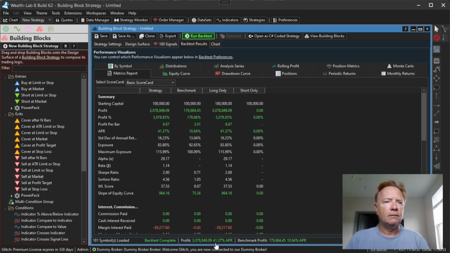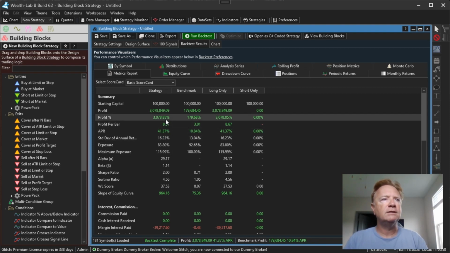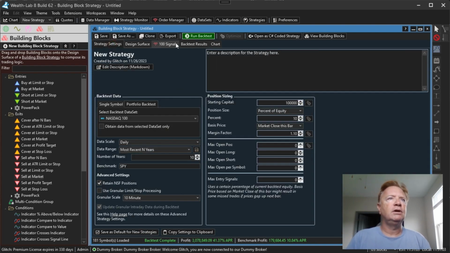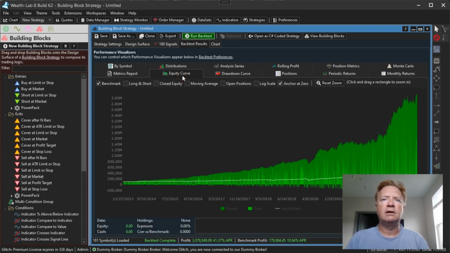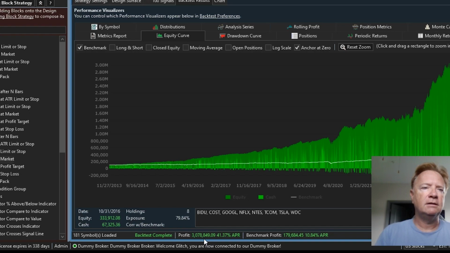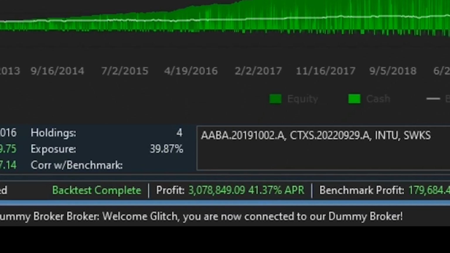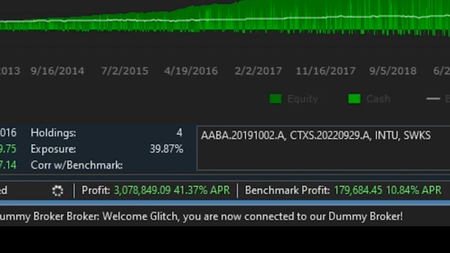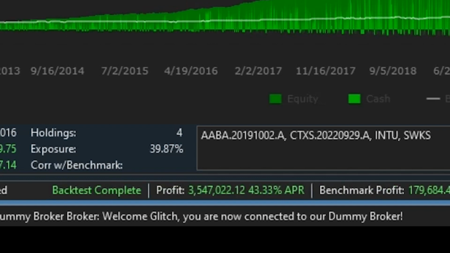So we got a profit of 3,000% over the 10-year period. That's looking good. Here's our equity curve. The one thing I want to point out now is that if you run the backtest again without changing anything, and keep your eye on the profit down here on the status bar, the profit changed. It went from 3 million to 3,500,000.